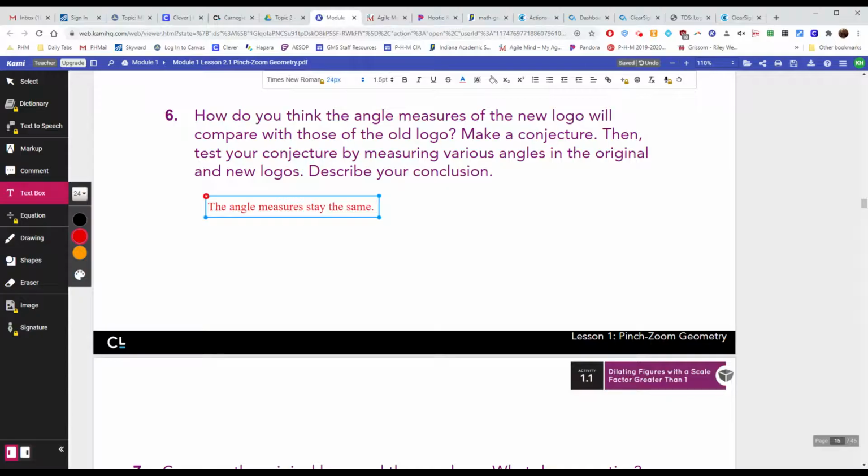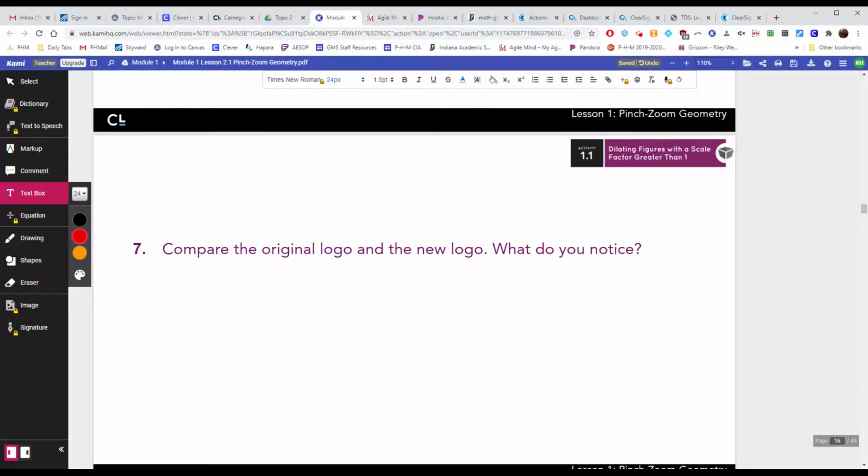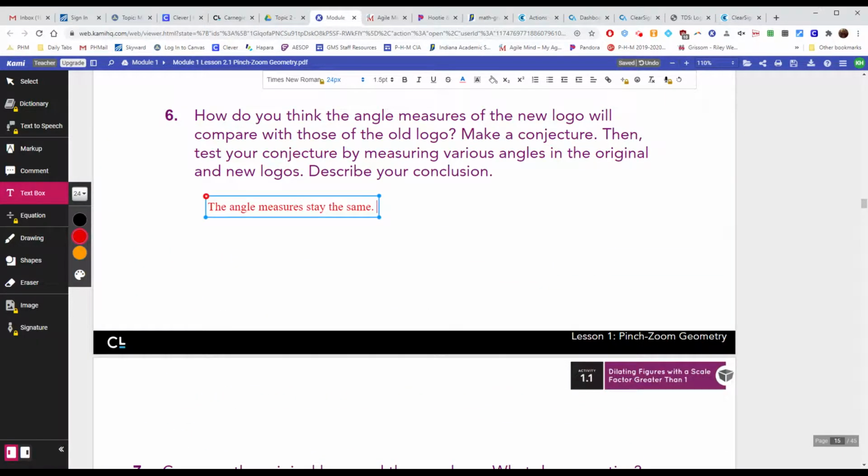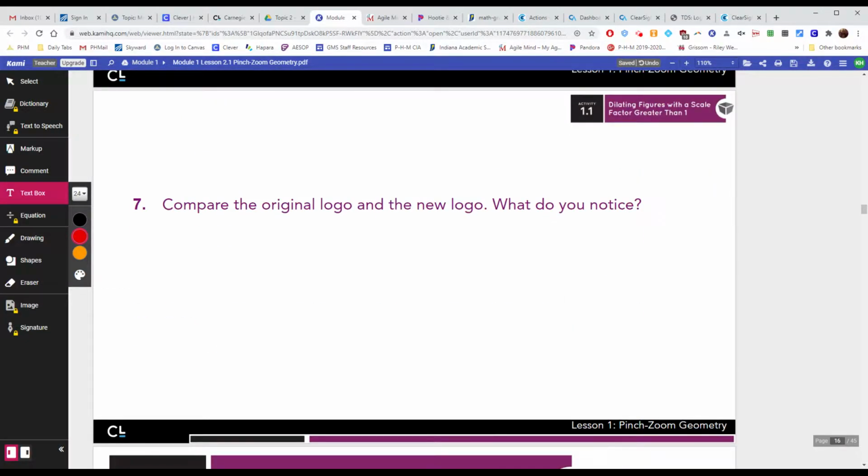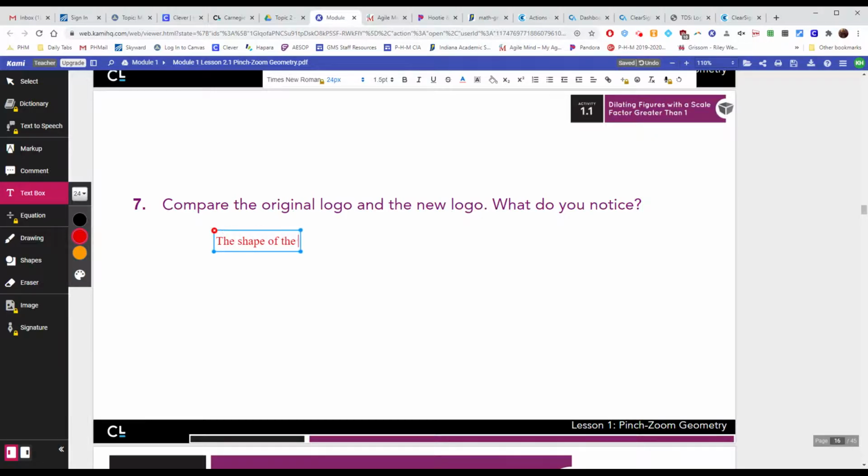Problem number 7 says compare the original logo and the new logo. And just what do you notice? Well, we already said that angle measures stay the same. So that means that the shape of the logo is the same, but obviously the size of the logo is different. Okay, and that's a real concise introduction to dilations resulting in an enlargement.